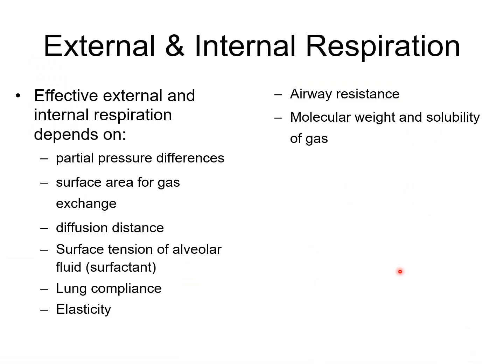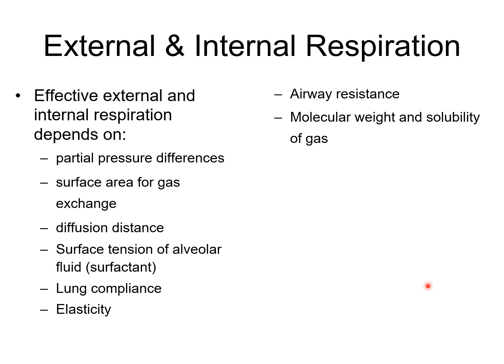Okay, so internal and external respiration are reliant on a number of different factors to be effective. So first of all, there has to be a partial pressure difference or a pressure gradient. As I mentioned on one of the previous slides, in order for air to move from the outside environment into the lungs, there has to be a negative pressure gradient. So the inside pressure, the chest pressure, has to be lower than the external environment.